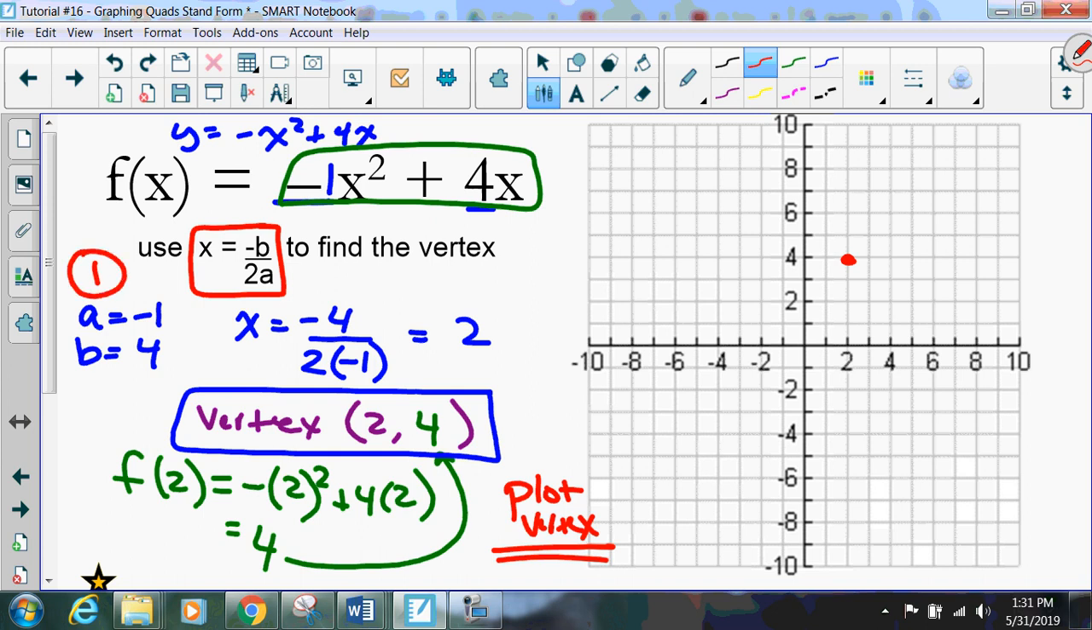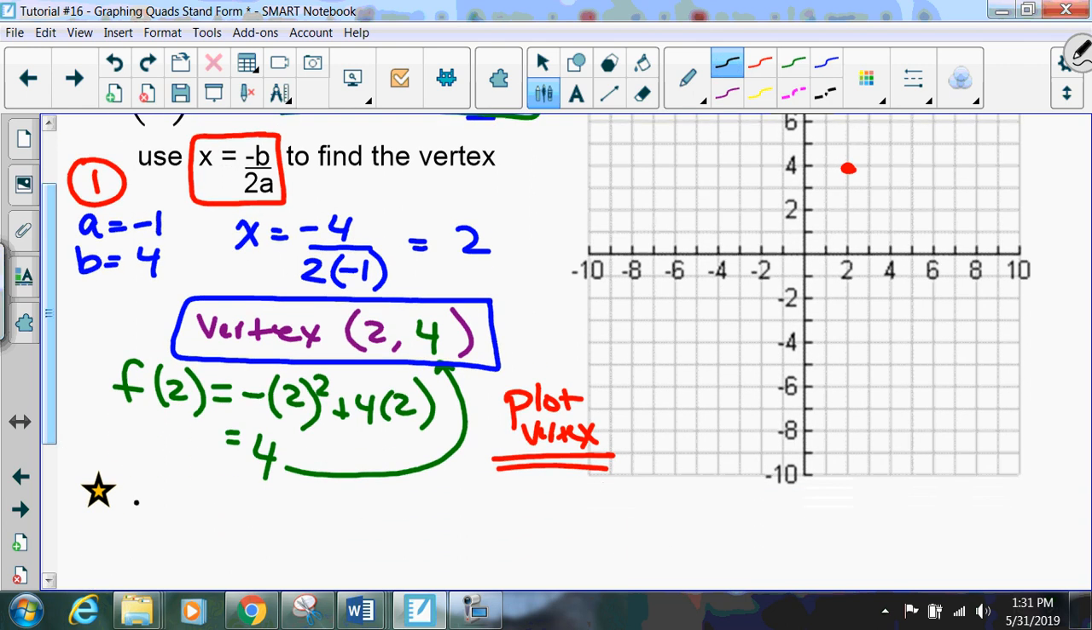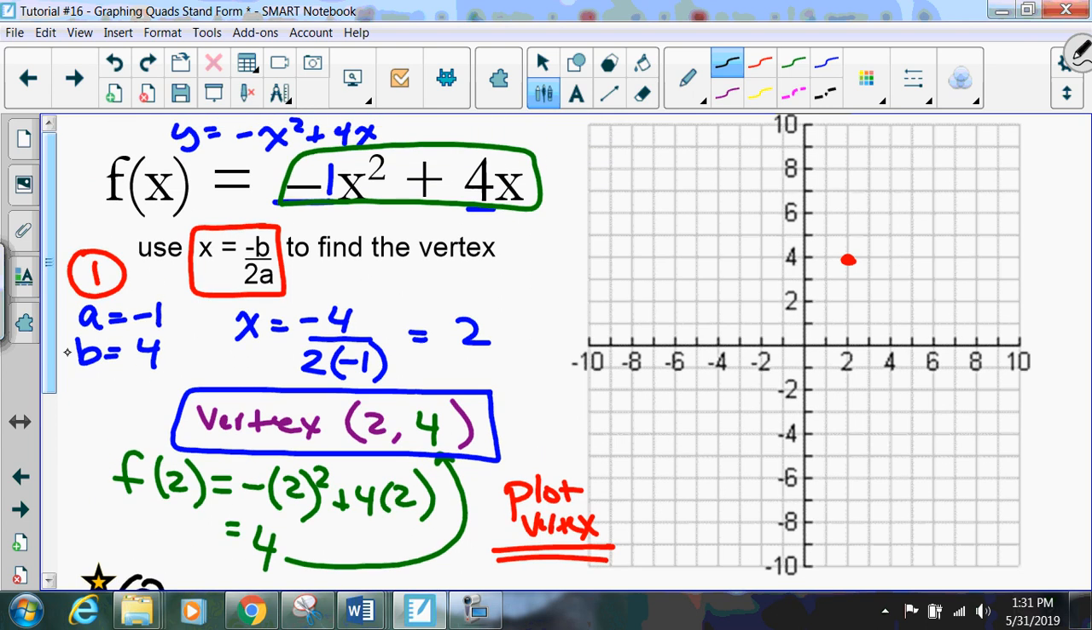Step 2 is probably the easiest thing we're going to do. Step 2 is draw the axis of symmetry. So here we go. We're going to look at our vertex and draw a vertical line through that vertex because it reminds us that this quadratic is symmetrical. All right, and then our step 3, I'm going to actually do on the graph.